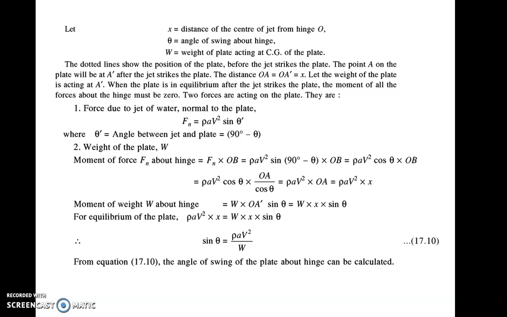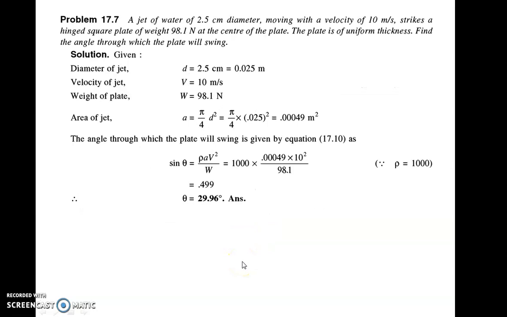If in the numerical you are only given the weight of the plate, the velocity of the jet, and the area of the jet, which is nothing but the diameter of the jet, you can easily calculate sine theta. So only one formula you have to remember, and you can calculate the angle of swing. And if the angle of swing theta is given, then you can easily calculate W. So either way you can calculate. Let us see the numerical.